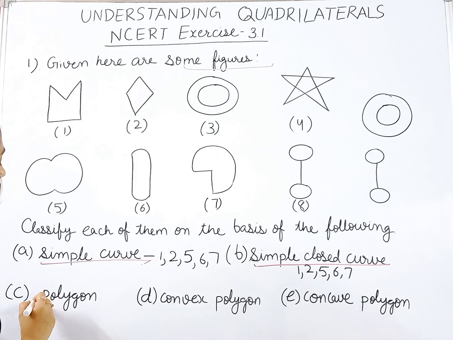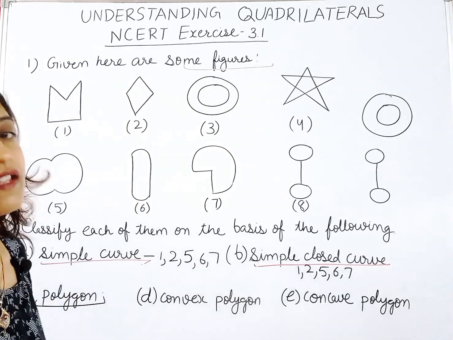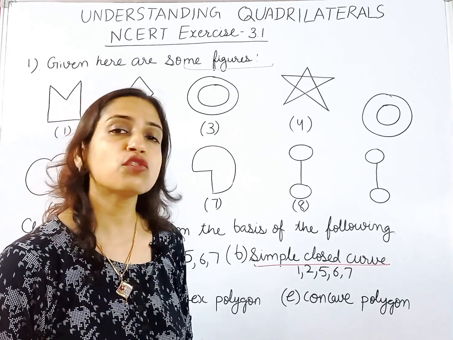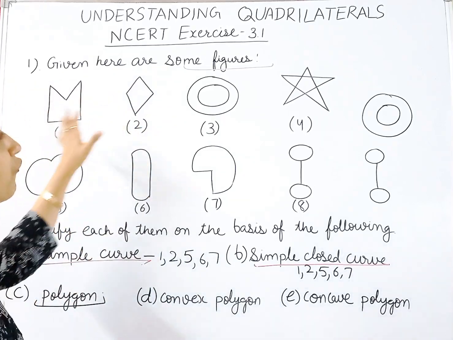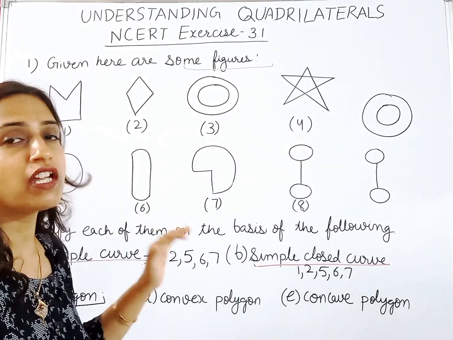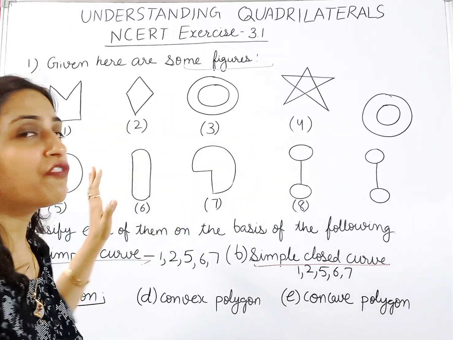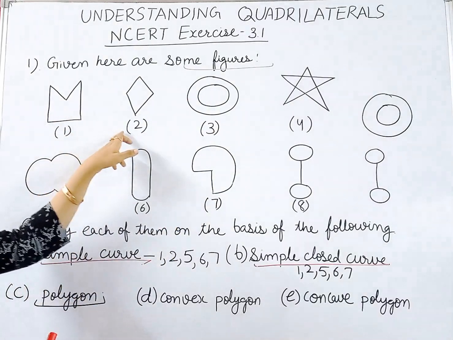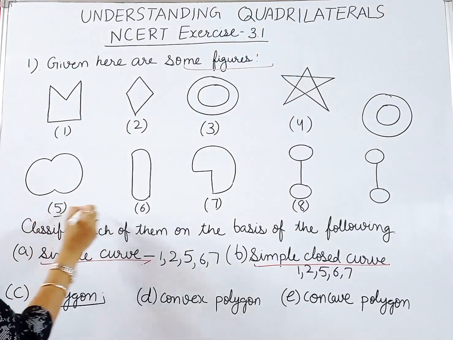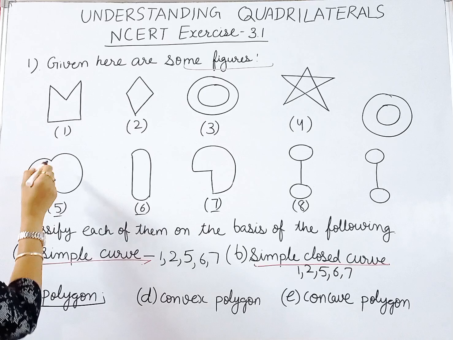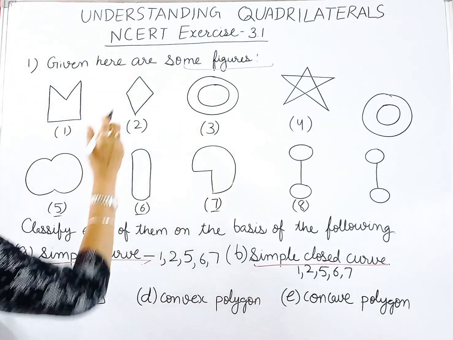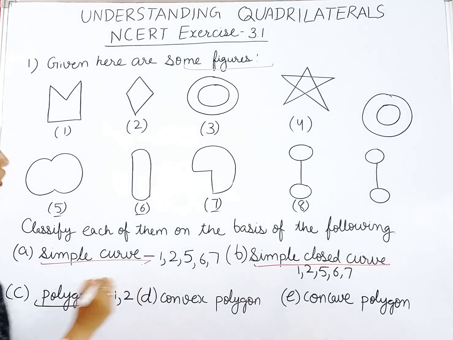So next is polygon. What is a polygon? Any simple closed curve which is made up of only line segments is known as a polygon. So in a given figure, if the figure is made up of only line segments, then that figure is a polygon. Out of these 8 figures, the first and second figures are made up of only line segments. Figures number 5, 6 and 7 have curves, so these are not polygons. Only figures number 1 and 2 are polygons.